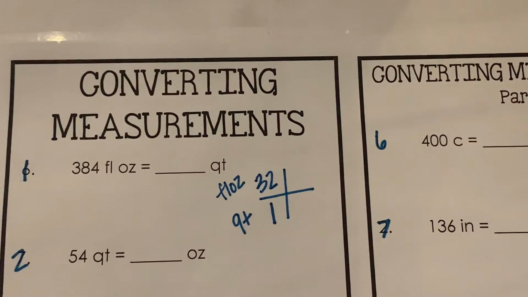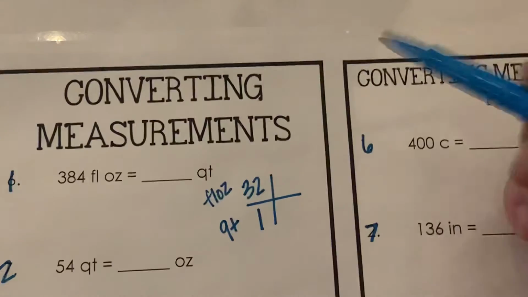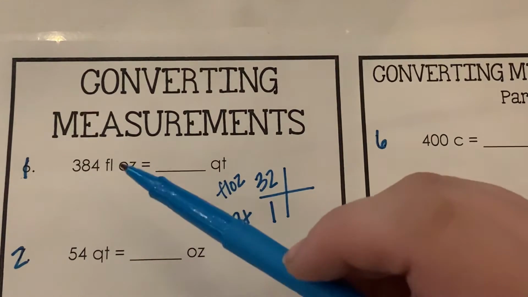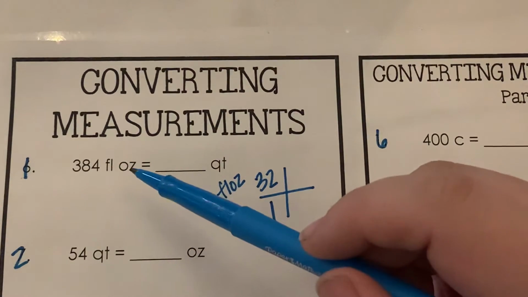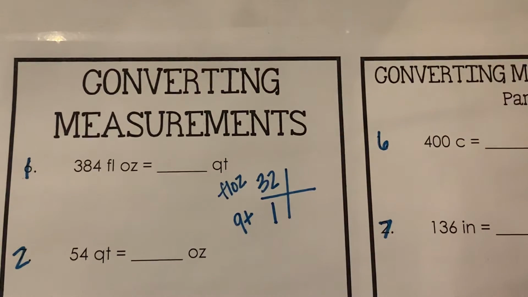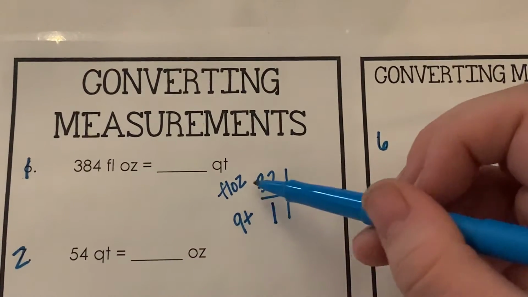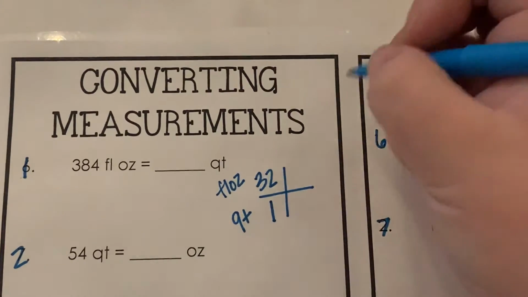Now, you could have switched those also. It would not have mattered if you wanted to write all your quarts on top and all your ounces on bottom. That would be fine too. The other side is going to be what we get from our problem. So what did they give us in our original problem? 384 what? Fluid ounces. So is that going to go in the top space or the bottom space? We've got fluid ounces on top, quarts are on bottom. So it's going to go in the top space.